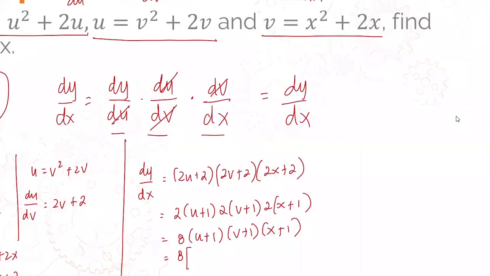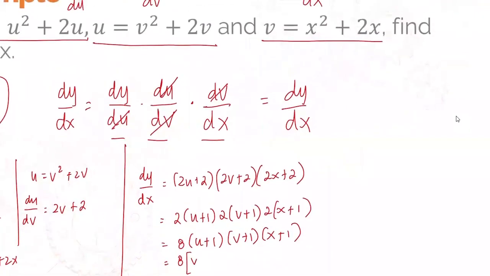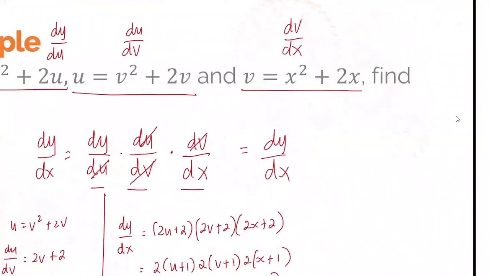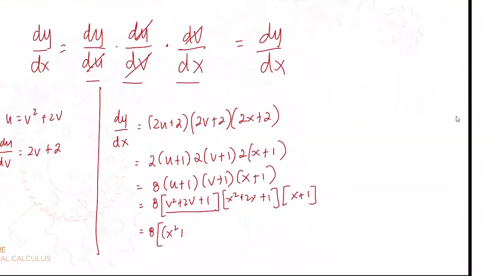So we have v squared plus 2v plus 1. Then v is equal to x squared plus 2x, so we have x squared plus 2x plus 1. Then we have x plus 1 here. Okay. Next, we simplify the v squared inside. So we have 8, and v is x squared plus 2x.